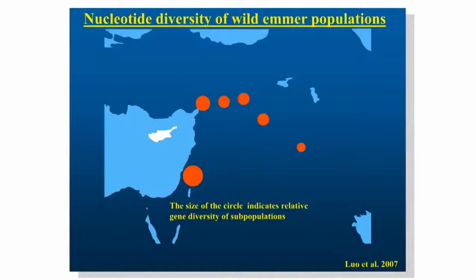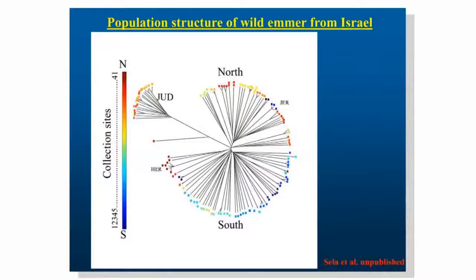And here you can see the distribution of wild emmer wheat, and the size of the circle indicates the genetic diversity of the subpopulations. So if you're working on a biparental population, you have to choose carefully because the number of parents that you can choose from is limited. And here I collaborated with Professor Jan Dvořák, who developed one of the populations from Turkey, from the region that is assumed to be the origin of domestication. And the other two populations I chose from the Israeli subpopulations.